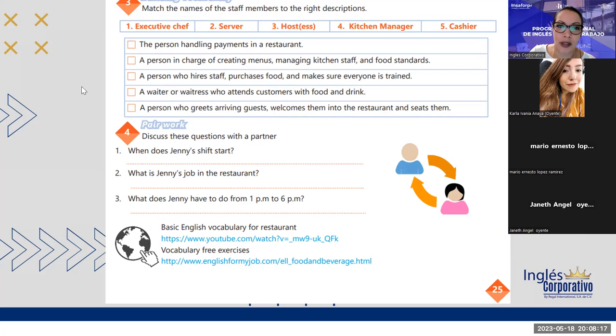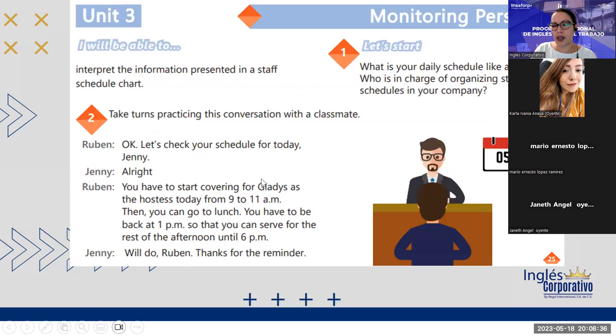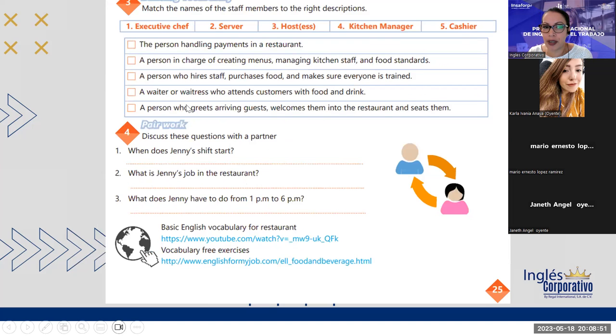Well, after doing this exercise, we have these questions. When does Jenny's shift start? What is Jenny's job in the restaurant? What does Jenny have to do from 1 p.m. to 6 p.m.? The answers to those questions, I guess, are in the conversation that we practiced yesterday. Ruben and Jenny, so yes. Here in this conversation, you will find the answers to those three questions. I'll give you time to check the conversation. It's in the previous slide, the one we practiced yesterday. And then you can answer the three questions. We're going to do it here in the main section.